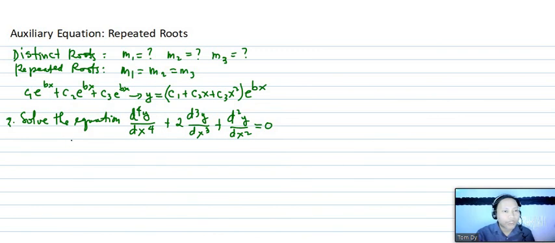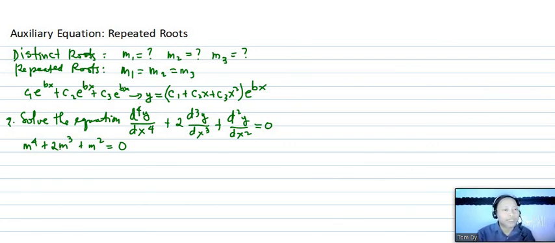Another example for repeated roots: we will solve the equation, the fourth derivative of y with respect to x plus 2 times the third derivative of y with respect to x plus the second derivative of y with respect to x equals 0. Again, we will write its auxiliary equation, that is m to the fourth plus 2m cubed plus m squared is equal to 0. Take note, this is m to the fourth, so we expect 4 values of m.